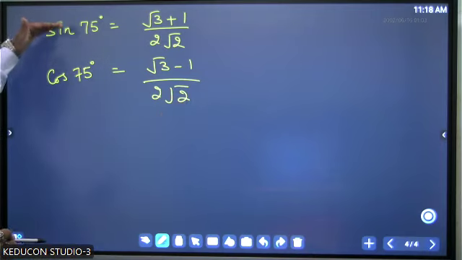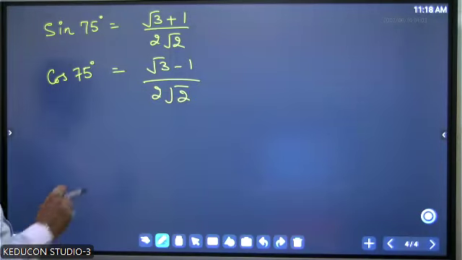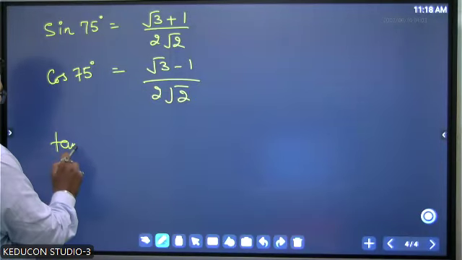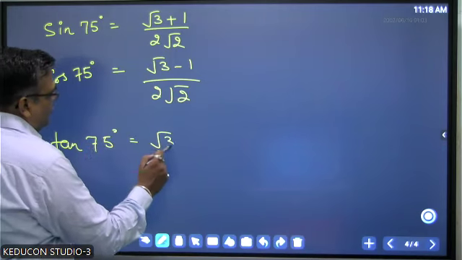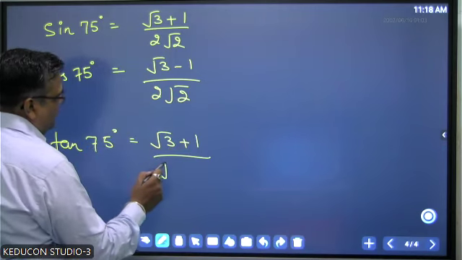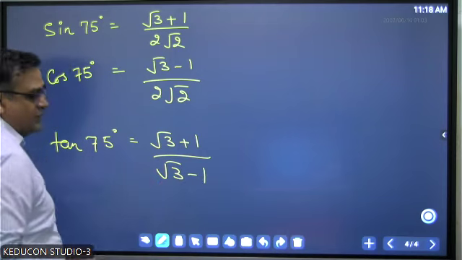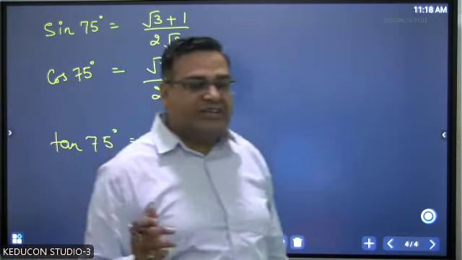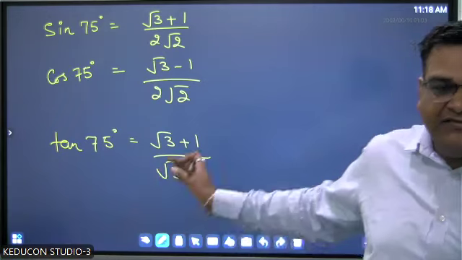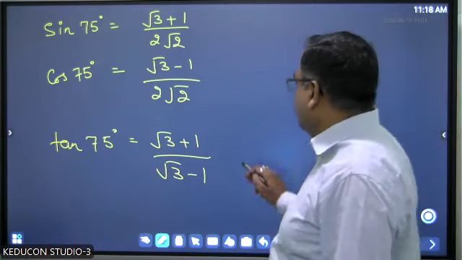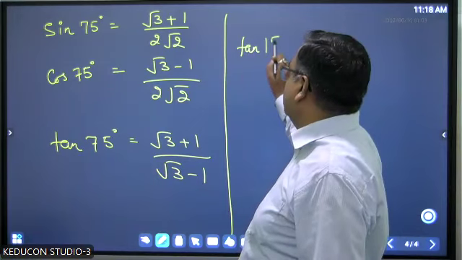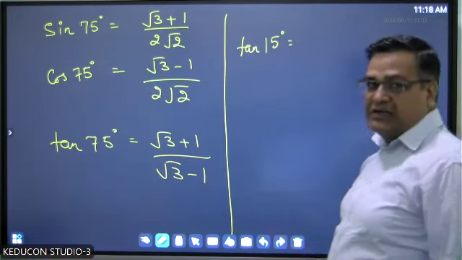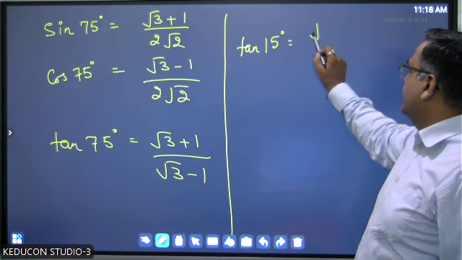When you have to find tan, so sin upon cos, 2 root 2 will be cancelled out. So tan 75 will be equal to root 3 plus 1 over root 3 minus 1. Right? You can further rationalize this or you can leave this as this only, right? Similarly, tan of 15 will be the reciprocal. What will it be?